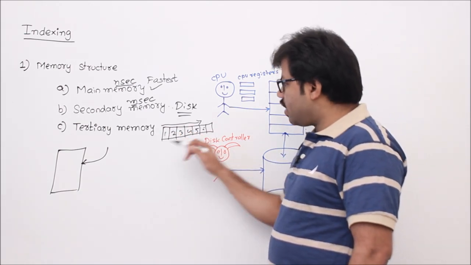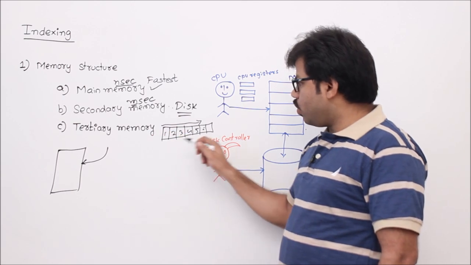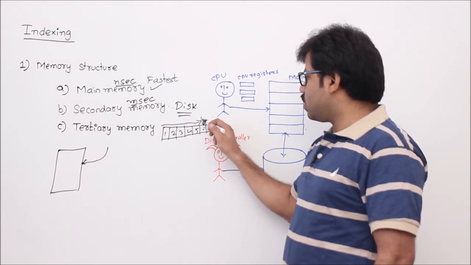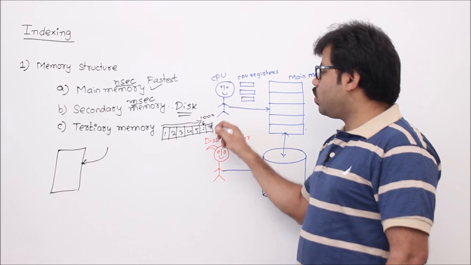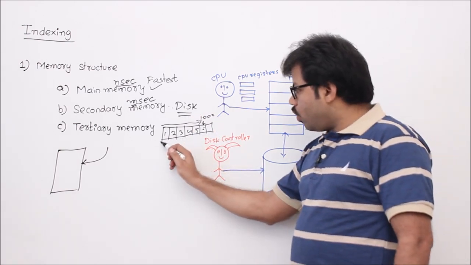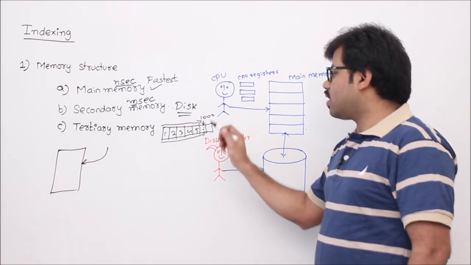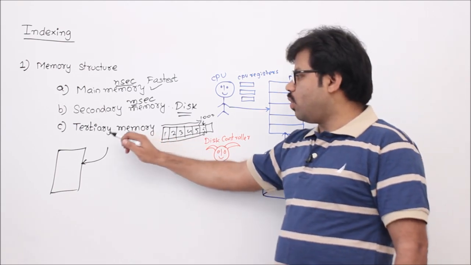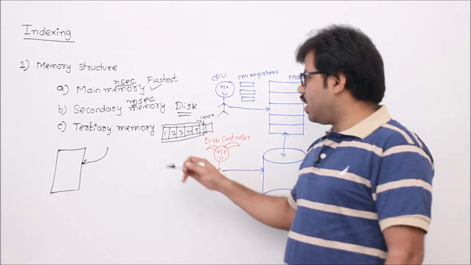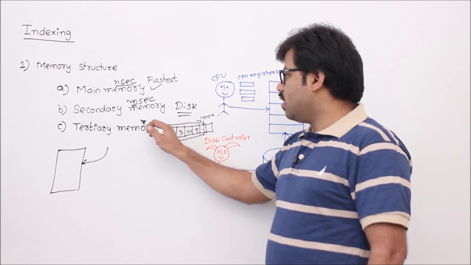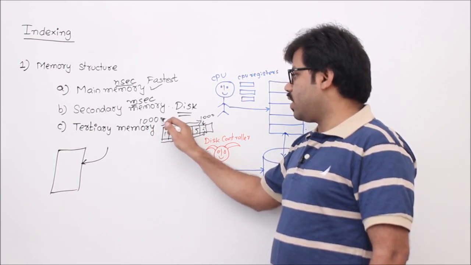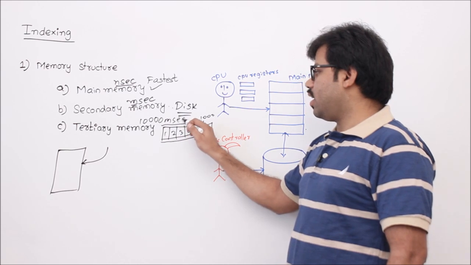That means you can't address this tape. For example, the address of this position is like 1000 or something. Directly I can't jump to 1000 without going through this entire thing. That is compulsory, so that is a major bottleneck of tertiary memory. That's why typically it takes not just milliseconds, but thousands of milliseconds, typically 10,000 milliseconds.